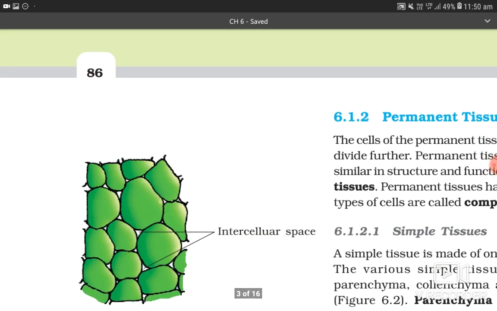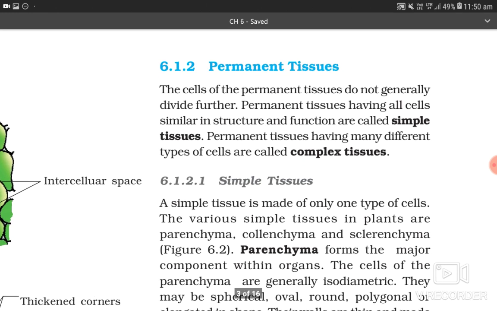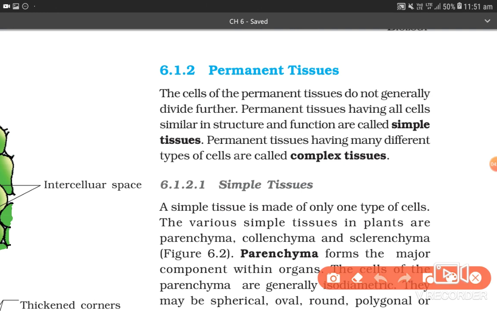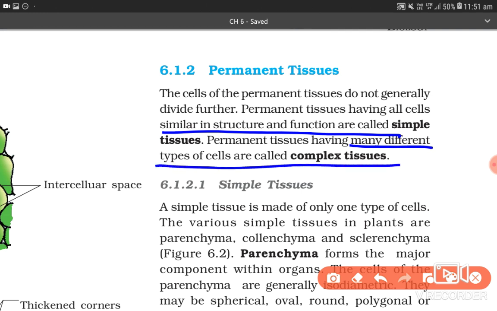6.1.2 Permanent tissue. The cells of permanent tissue do not generally divide further. Permanent tissue having all cells similar in structure and function are called simple tissue, whereas permanent tissue having many different types of cells are called complex tissue. 6.1.2.1 Simple tissue. A simple tissue is made up of only one type of cells. The various simple tissues in plants are parenchyma, collenchyma, and sclerenchyma.